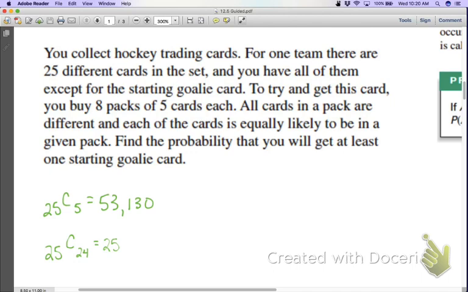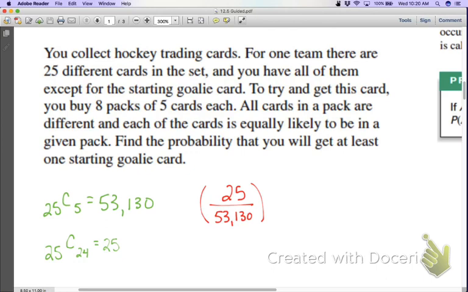Now, ready? Okay. There's only 25 different ways that I can pair this person with the other people on the team. Right? Okay. So what I'm going to do is take that 25 out of 53,130, and I'm going to take it to a power, instead of multiplying it by itself, because that's every single pack of cards. That's the chance of getting a goalie in that pack. Because there are 25 different cards in the set.